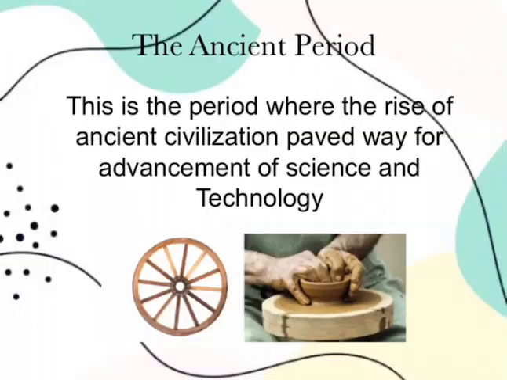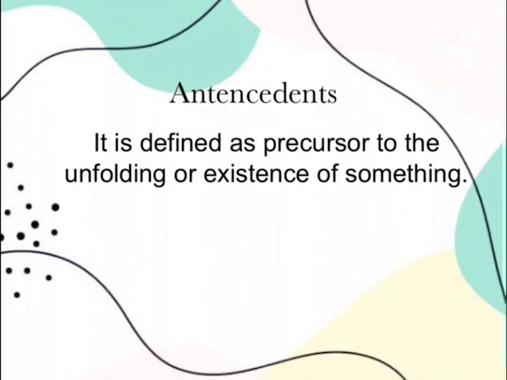Let us start. We are going to tackle how social context is shaped by science and technology across three historical periods. First, the ancient periods. These are some of the inventions during the ancient periods. Antecedent means a thing or an event that existed before or logically precedes another. Antecedents is defined as a precursor to the unfolding or existence of something.